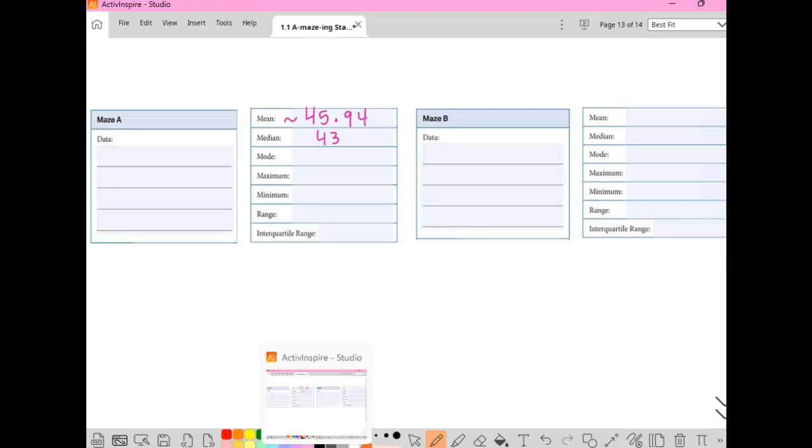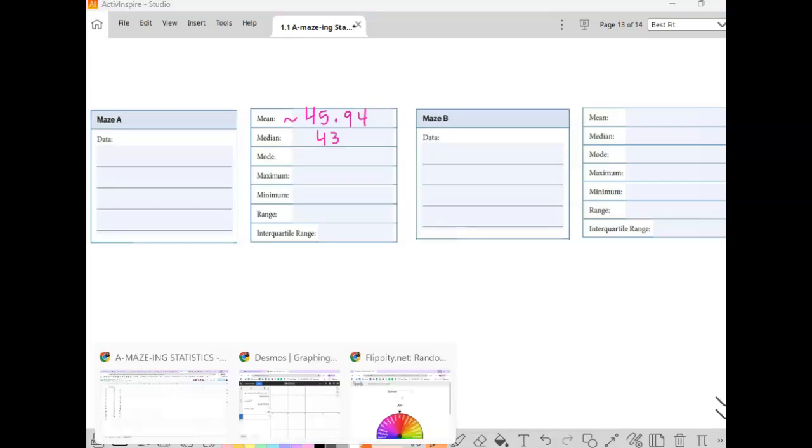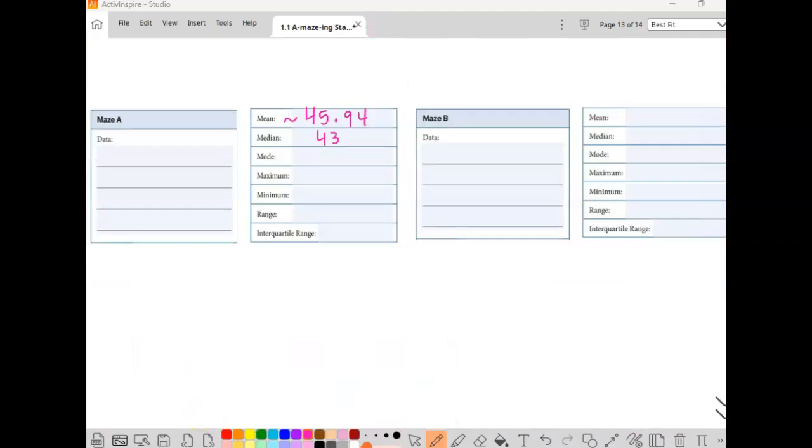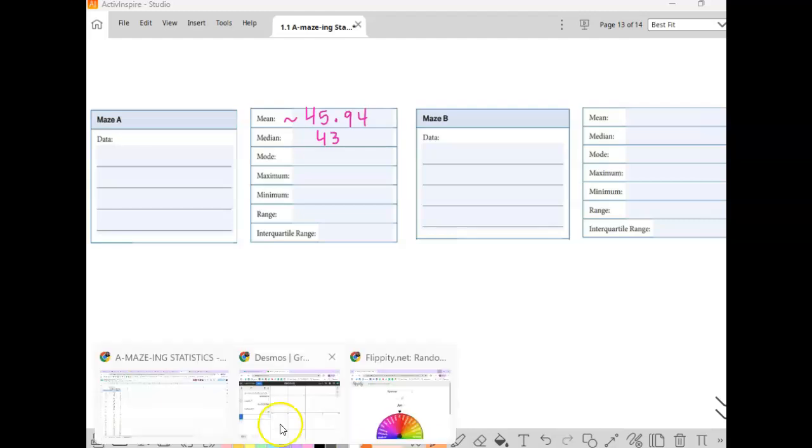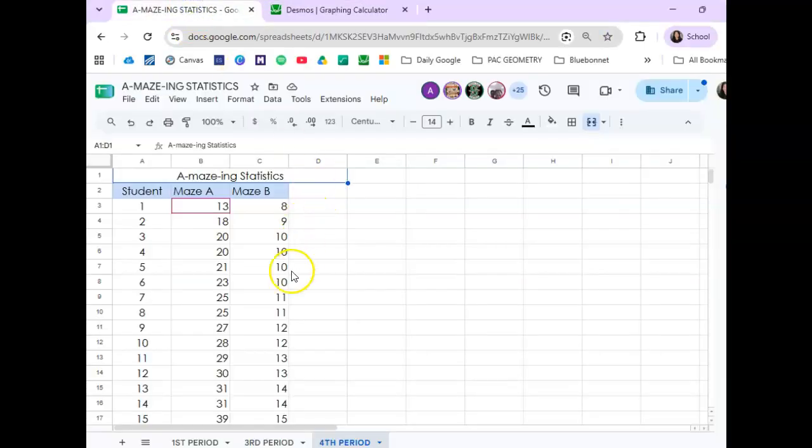Is there a command for mode on your notes? No, because we're not going to use a command for mode. What is mode? The number that repeats the most frequently. Yeah. So you just have to look at those. What are they? There's multiple for fourth period. Let's see. Maze A, we have, isn't it just doubles?